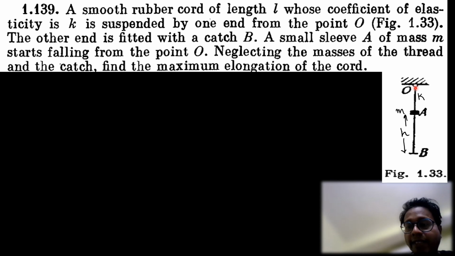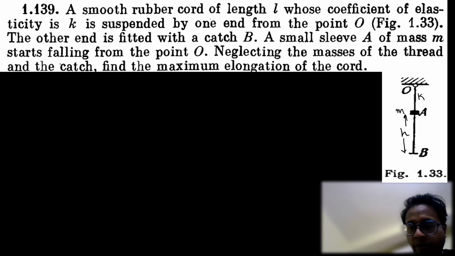Now imagine a spring is there. Somebody is holding a heavy ring with mass M out here at height h from B. And when the ring is dropped, what will happen? The ring will come down and strike at point B. And when it strikes down, what will happen? It will elongate the spring. Understood? The question is asking, find the maximum elongation of the spring after this M has collided with point B.